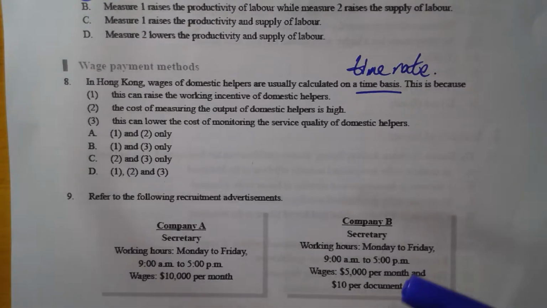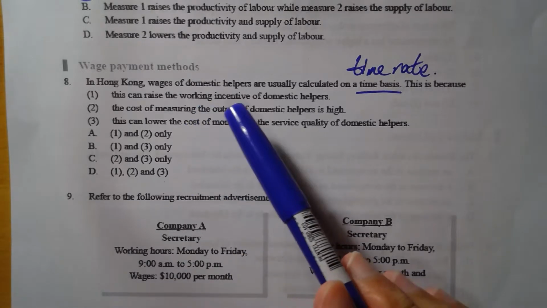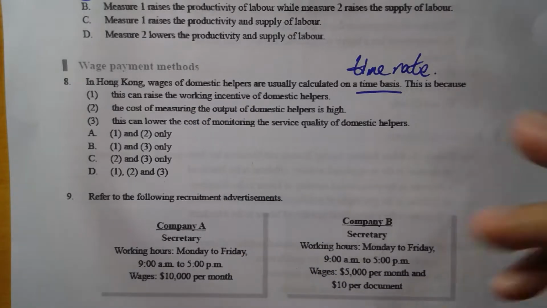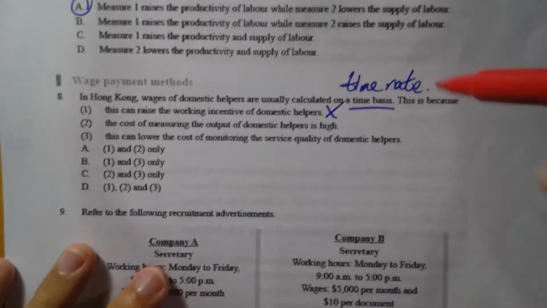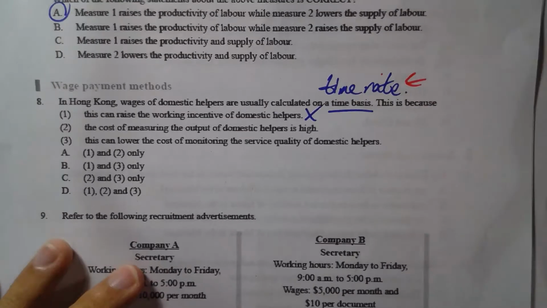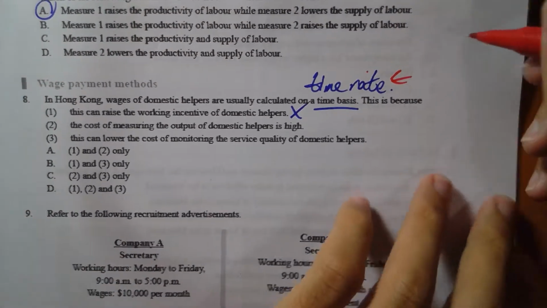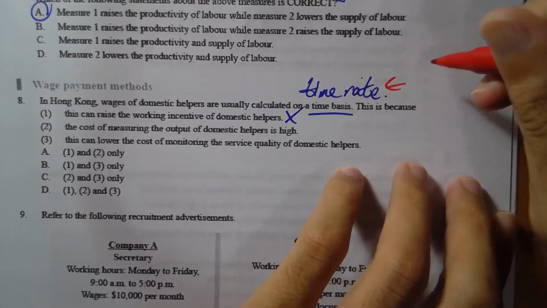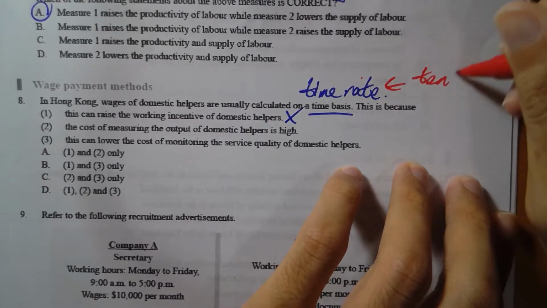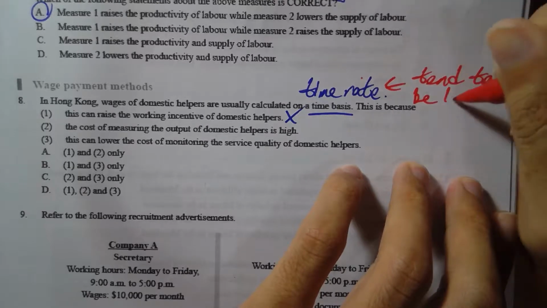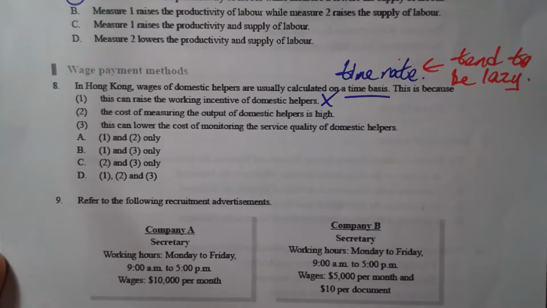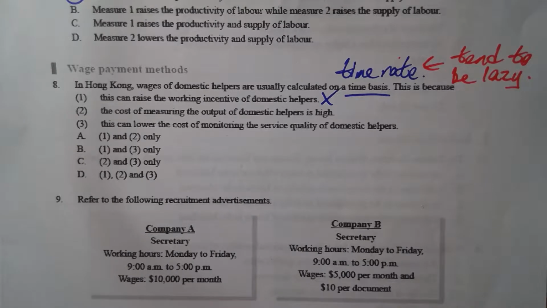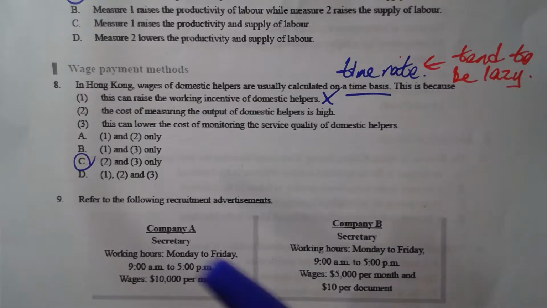This is because, now let's see which one. Raise their working incentive. Is that correct? I think most of you know. Answer is no. Because actually, time rates, 因為啦，做又36，唔做又36, right? You will actually tend to be lazy. 反正 no matter how much I do, I still receive the same amount. Why don't I just be lazy? Okay, so 1 is not correct. So the answer is already not 1. 2 and 3. But let's see.